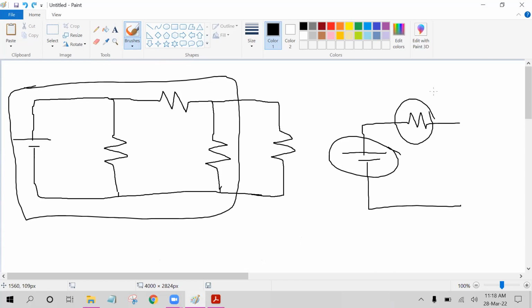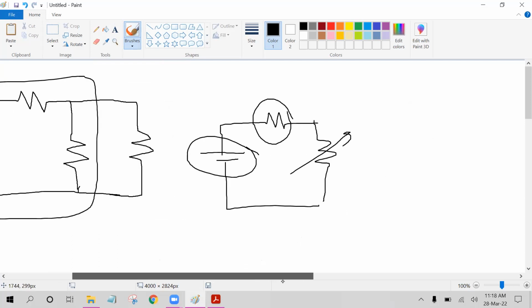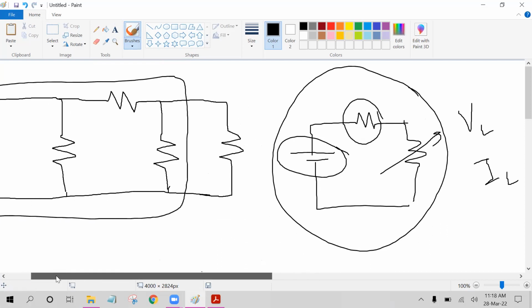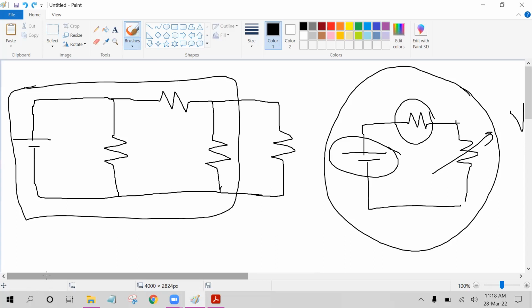Yes, sir. So every time the load changes, we can simply use KVL or KCL and find out the load voltage and load current from the equivalent circuit instead of looking at the original circuit. Everyone got my point? Yes. Okay. So that's it.